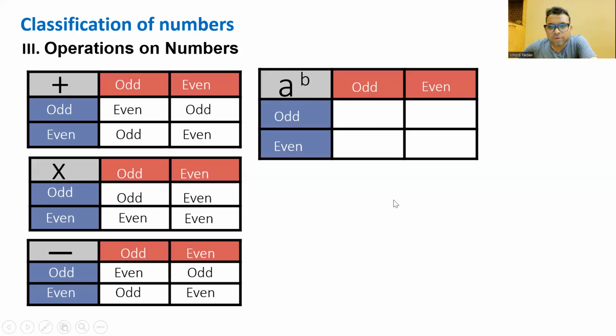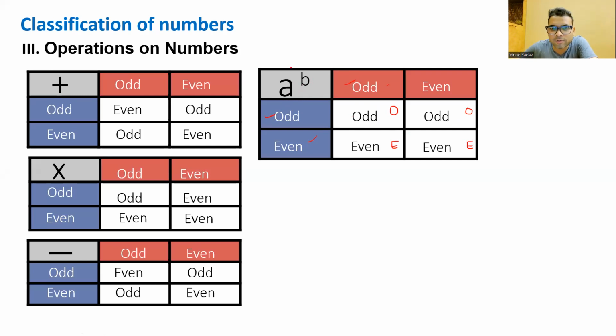In case of even and odd, friends, if you take the format a raised to b, here if a is odd, odd raised to odd, yes, it will be odd, right? Odd raised to even, again odd only. Even number raised to odd number, even. Even number raised to even will be even. This will be the result.